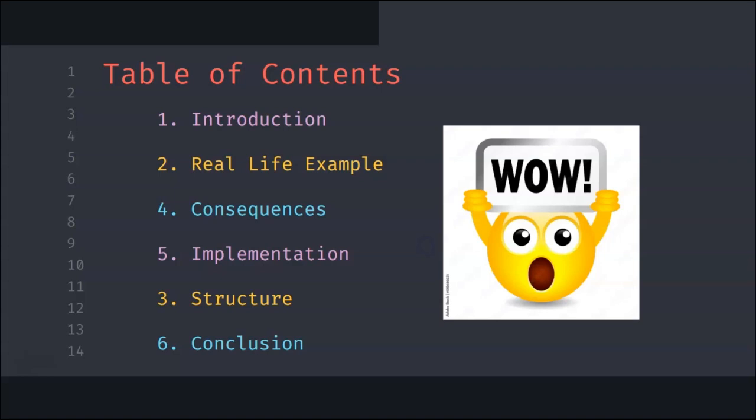Injections. The topics that we are going to brief over today are the introduction of dependency injections, a real-life example of one, the pros and cons of using it, a simple implementation of dependency injections, a UML diagram of it and its relationships within it, and a conclusion.